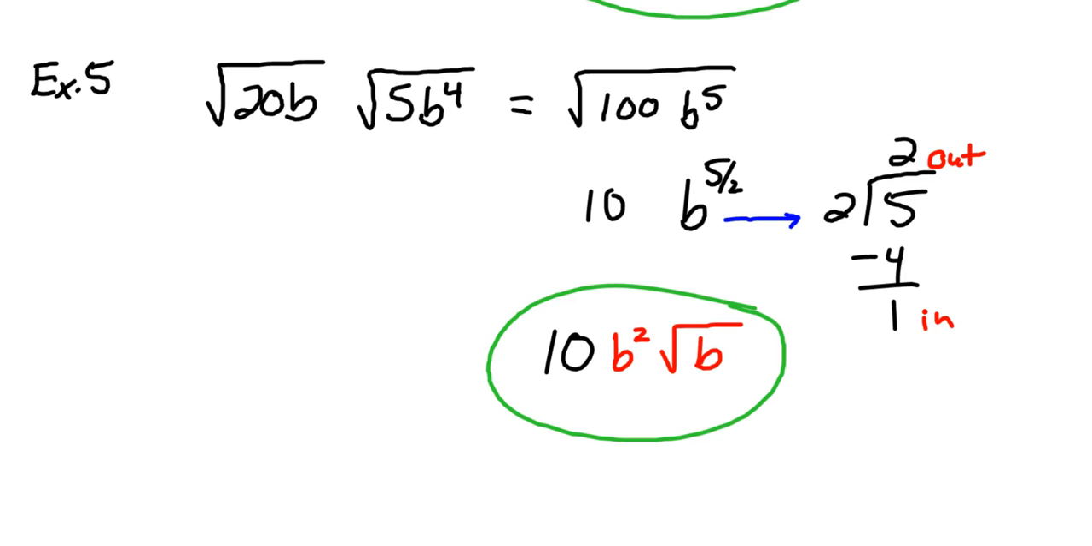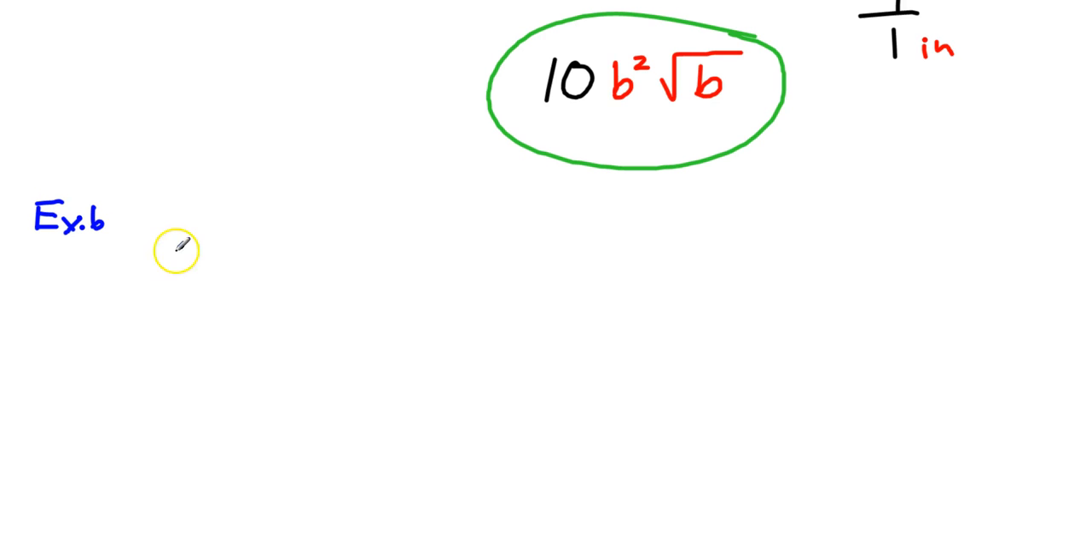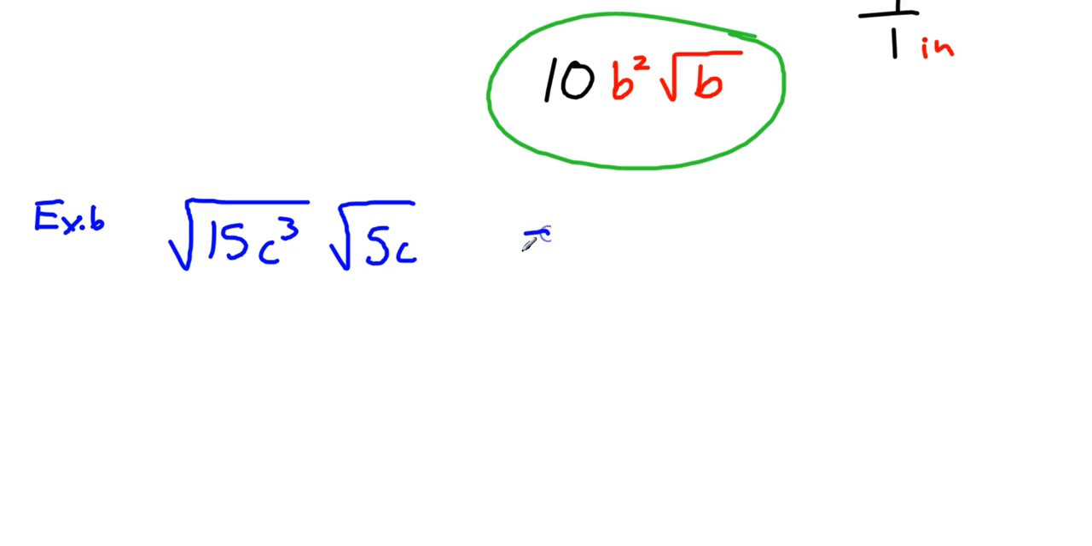All right, let's give you one more of those. Let's go square root of 15 c to the third and square root of 5c. All right, 15 times 5 is 75. C to the third, C to the first. You've got 3 and 1, so altogether that's c to the fourth.